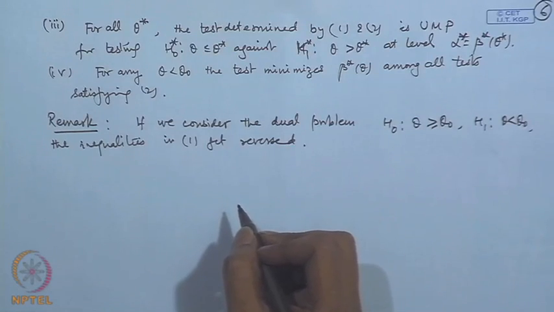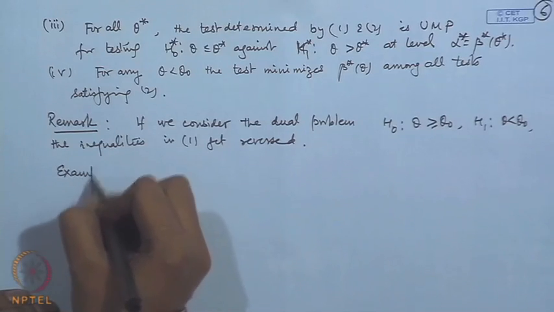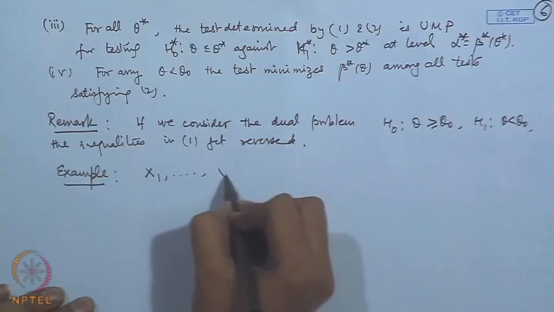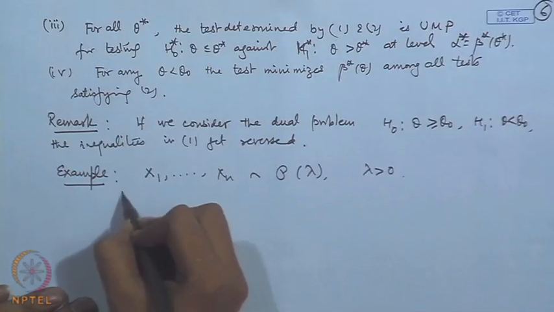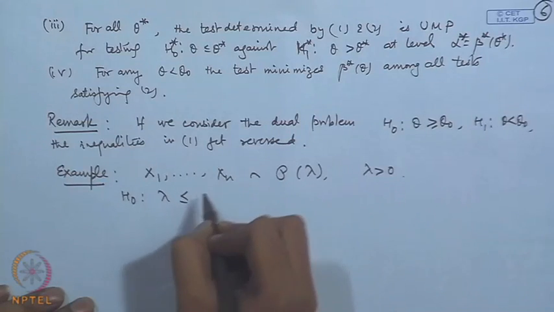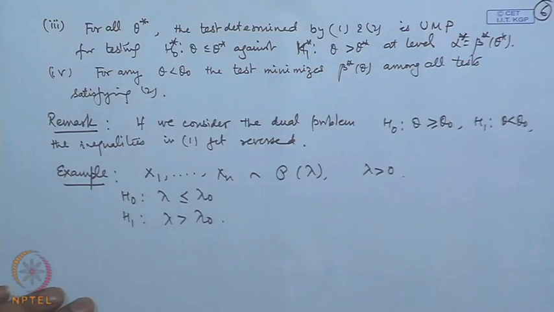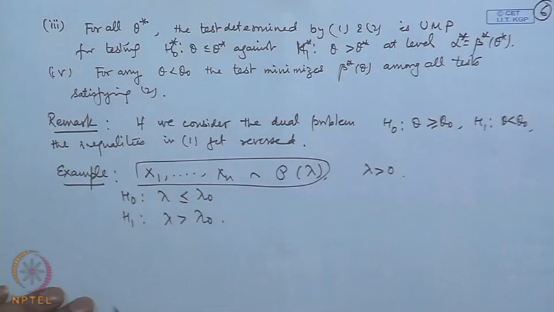Let me take an application here. Say we have a random sample X1, X2, ..., Xn from a Poisson(lambda) distribution, and we consider the hypothesis lambda less than or equal to lambda naught against lambda greater than lambda naught. Now, let us look at this family of Poisson distributions, whether it has a monotone likelihood ratio or not.